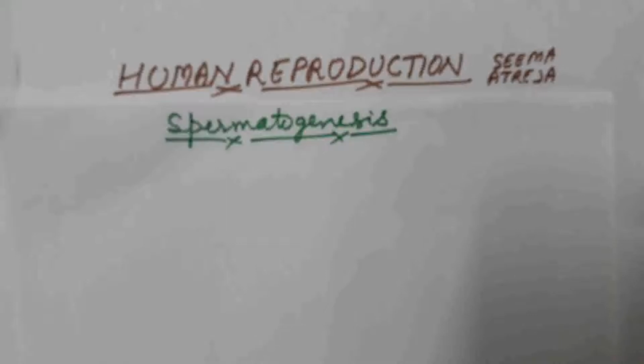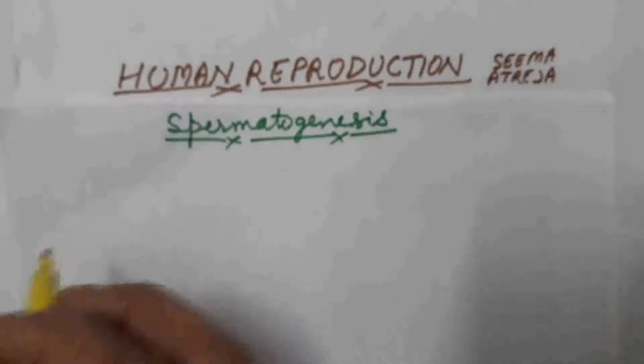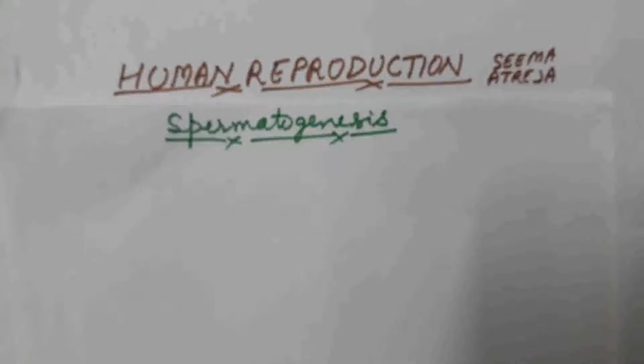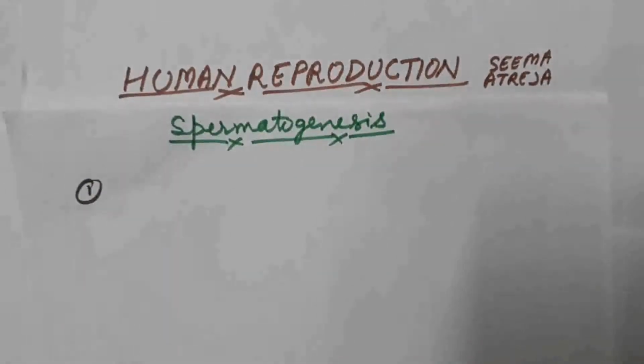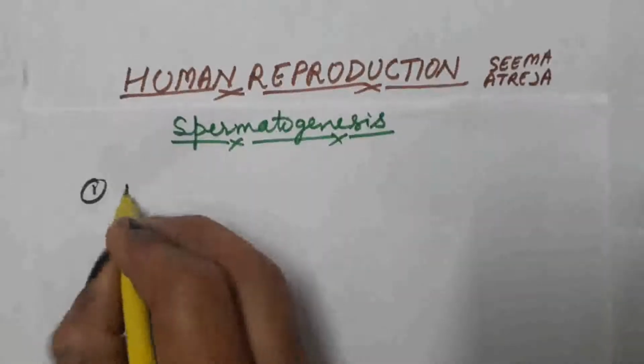In this lecture, we are going to discuss the various steps of spermatogenesis. Spermatogenesis is completed in two steps. First step is the formation of spermatid.